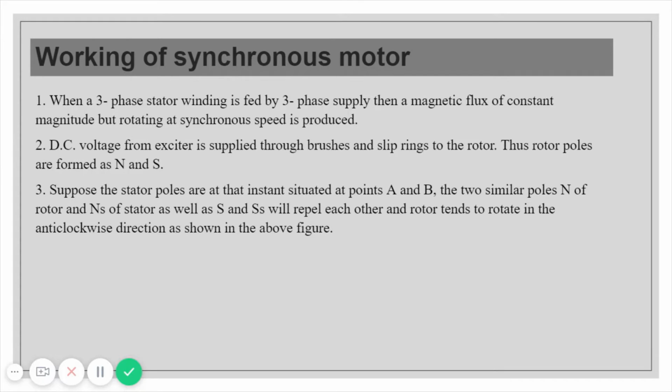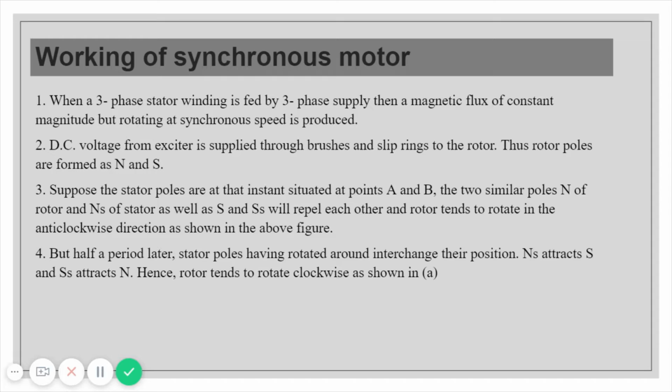Suppose the stator poles are at that instant situated at points A and B. The two similar poles, N of the rotor and NS of the stator, as well as the S and the SS, will repel each other and the rotor tends to rotate in the anti-clockwise direction as shown in the figure. But after a half period, the stator poles having rotated around interchange their position. NS attracts S and SS attracts N. Hence, the rotor tends to rotate clockwise as shown in the figure.